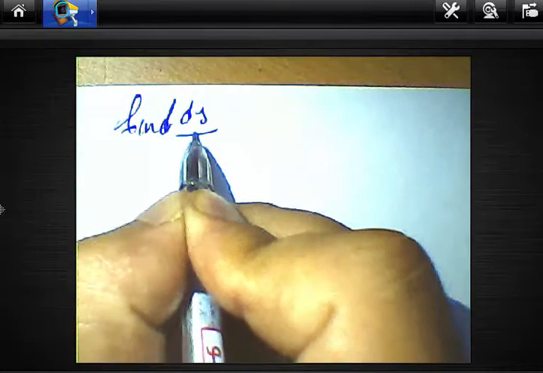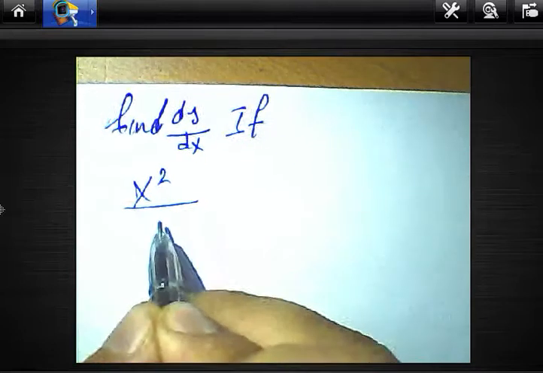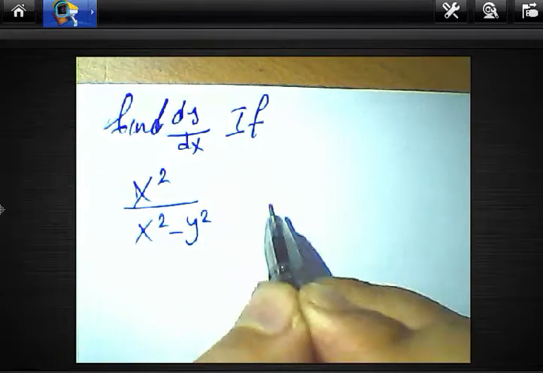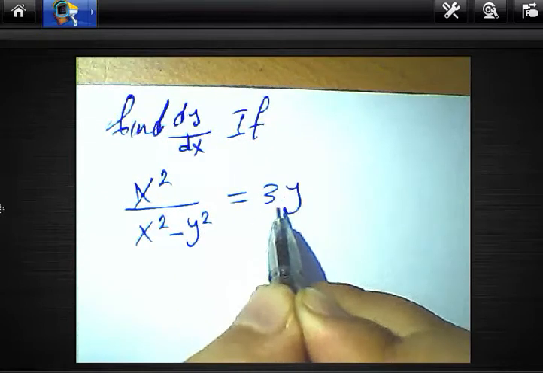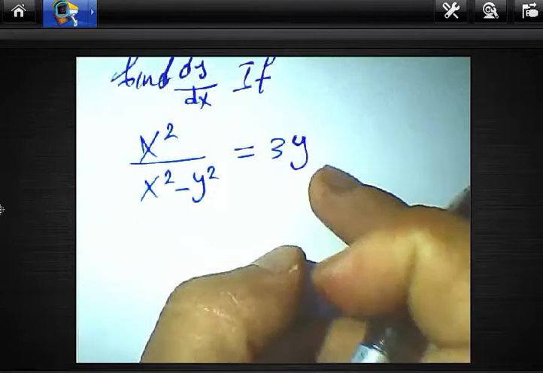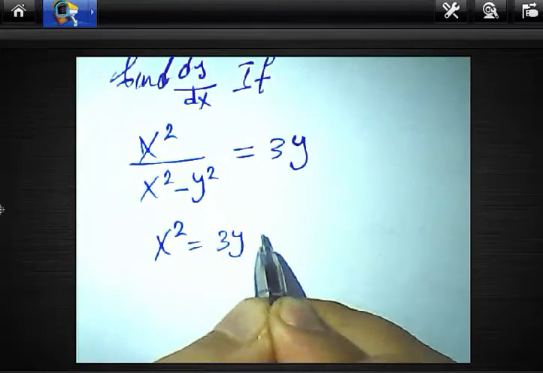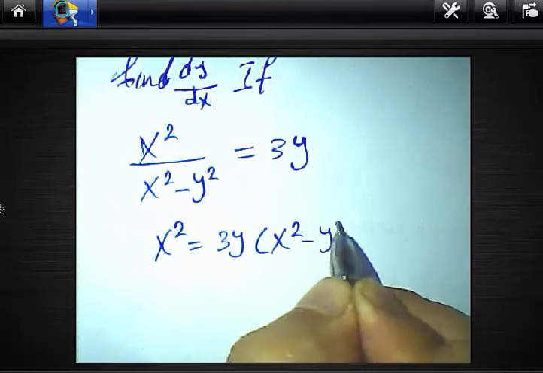now we want to find the derivative dy over dx. x squared over x squared subtract y squared equals 3y. We can find the result by multiplying the denominator by this term. The result will be x squared equals 3y multiplied by x squared subtract y squared.